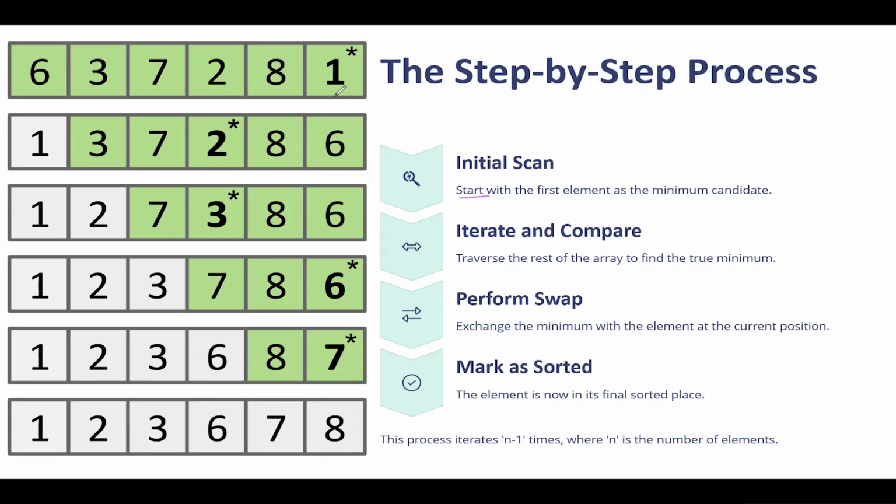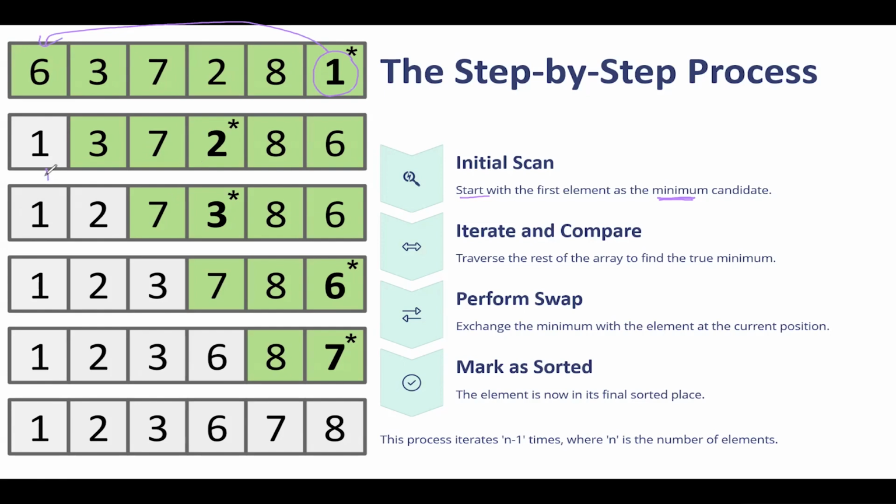So how does this work? First we do the scan and we find out the minimum candidate. As you can see here, the minimum candidate is marked with a star. It is nothing but 1. Once we finish that, we are going to iterate and compare, that is, traverse the rest of the array to find the true minimum. So initially we have scanned the entire array, then we have found the true minimum. Then we are going to perform the swap, exchanging the minimum with the element at the current position. Whichever is the minimum, we swap it to the very first position.